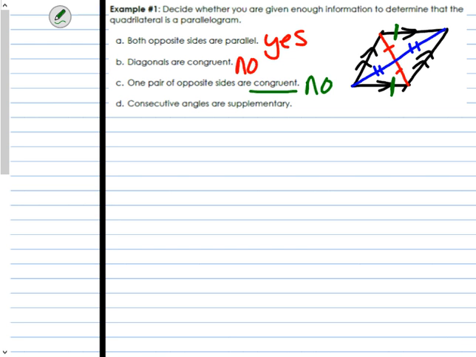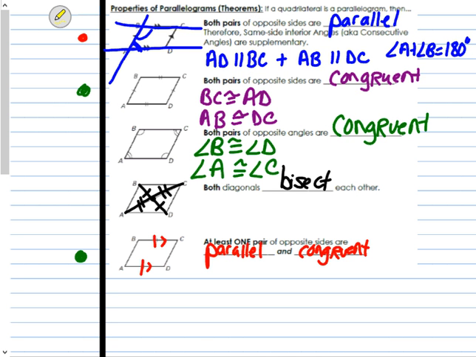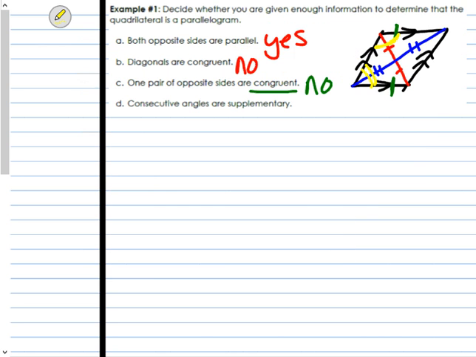And lastly, that the consecutive angles are supplementary. So this angle plus this angle adds up to 180 degrees. And if I look back at our properties, sure enough, it says the consecutive angles are supplementary. That's enough information to say that this is indeed a parallelogram. So yes, this is enough information.